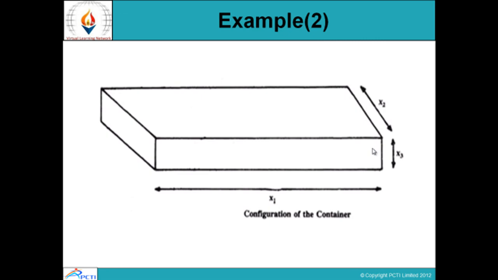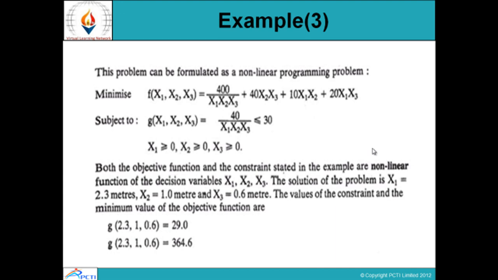Like this one, this is the configuration of the container, and then this problem can be formulated as a non-linear programming problem. Minimize f(x1, x2, x3) = 400/(x1 x2 x3) + 40 x2 x3 + 10 x1 x2 + 20 x1 x3, subject to g(x1, x2, x3) = 40/(x1 x2 x3) ≤ 30.